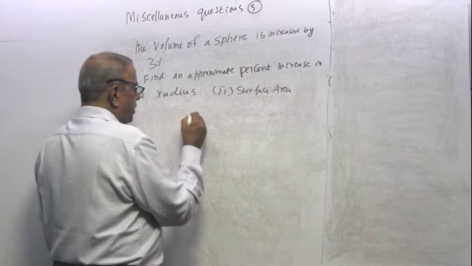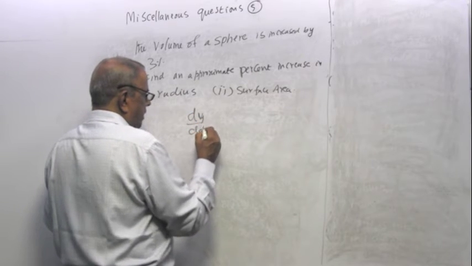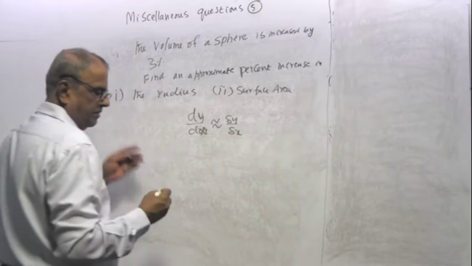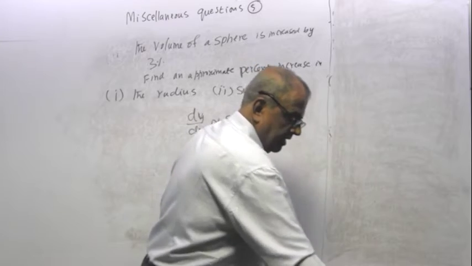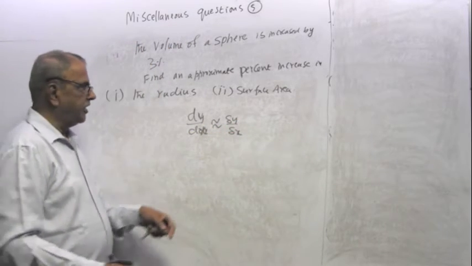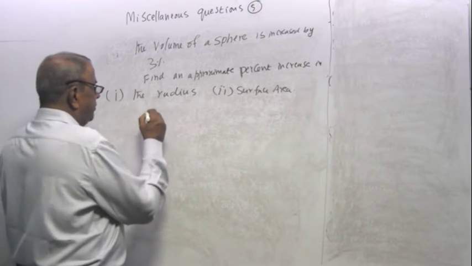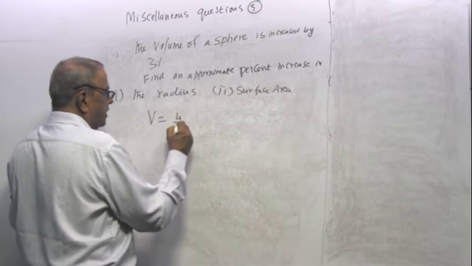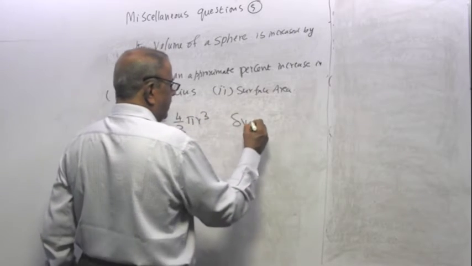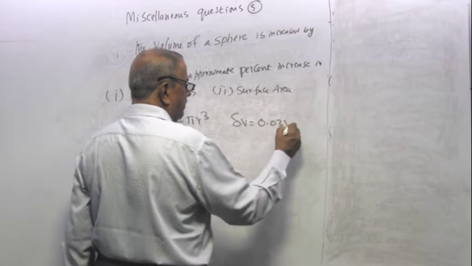Remember, we use dy by dx is approximately delta y by delta x, because for small values, delta y is the change in y and delta x is the change in x. Now, what's the volume of a sphere? V is 4 over 3 pi r cubed, and delta V is 3% of V, that is 0.03 V.